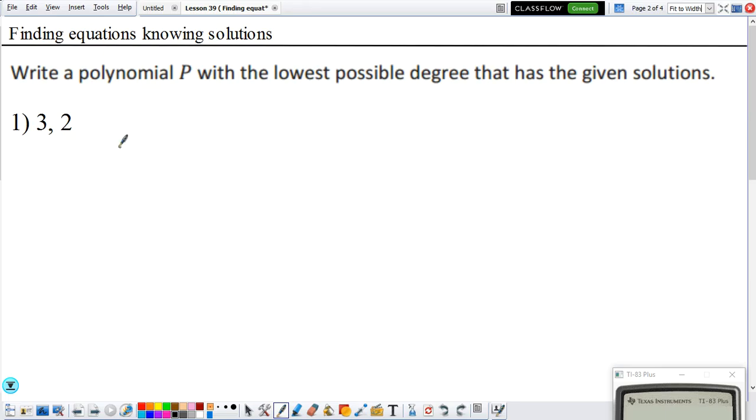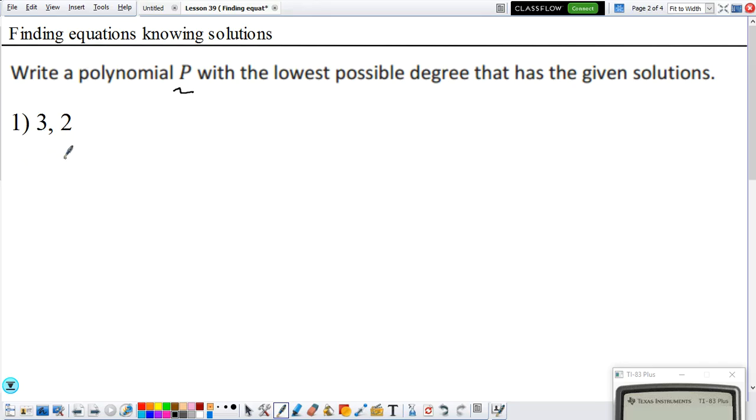Now, the direction says let's write a polynomial p with the lowest possible degree that has the given solution. So here they give me the solutions. Whatever the equation is, we know that the solutions are 3 and 2. So we want to know where those solutions come from. In order to know where the solutions come from, we're going to write those solutions in factor form.